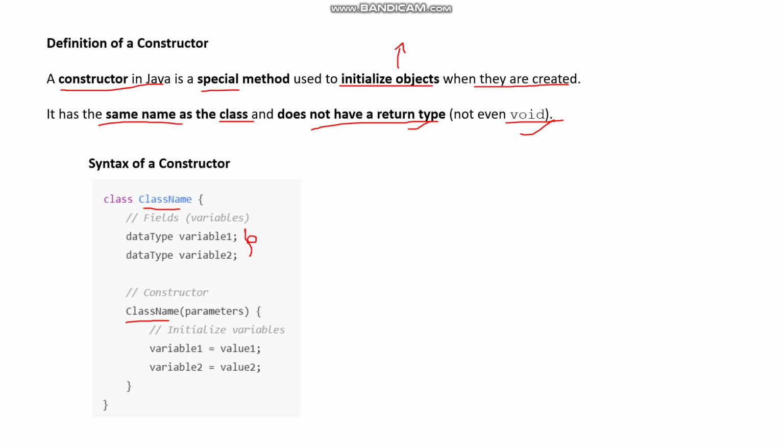Here I am passing the parameters. Whatever parameters we pass here, by using these parameters only, the instance variables can be initialized. Variable 1 equals value 1, so the value 1 will be assigned to variable 1. Variable 2 equals value 2, so the value 2 will be provided to variable 2. This is the syntax of a constructor.